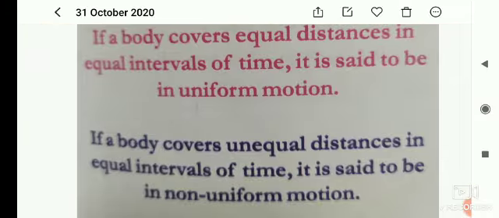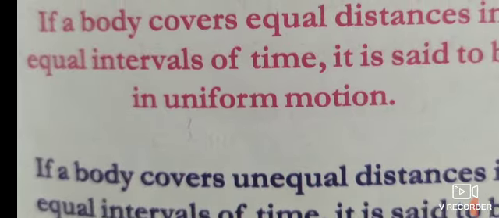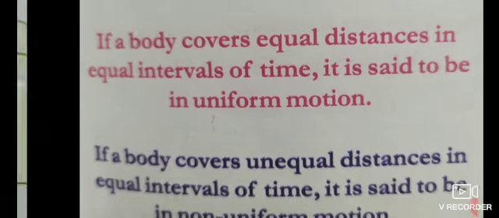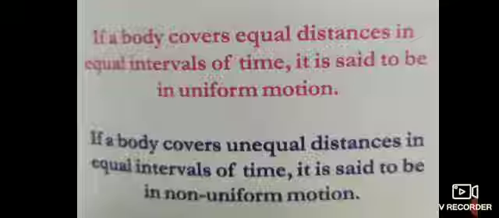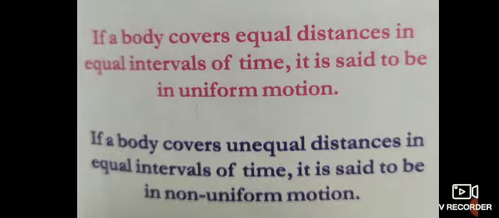Now, we define uniform motion: if a body covers equal distances in equal intervals of time, it is said to be in uniform motion. Then, if a body covers unequal distances in equal intervals of time, it is said to be in non-uniform motion. Now, let us see with examples which is uniform motion and which is non-uniform motion.